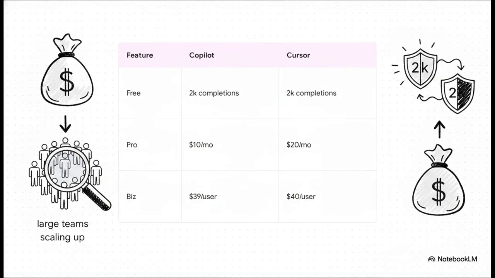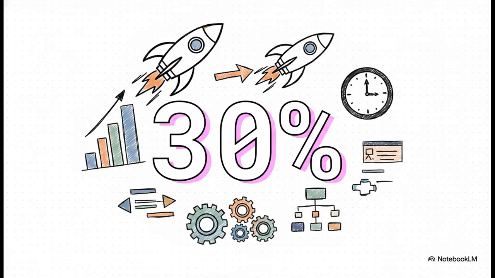GitHub Copilot is aggressively priced at just $10 a month for the Pro tier. That is exactly half the cost of Cursor's $20 a month Pro tier. So for budget-conscious developers or large teams scaling up to enterprise, Copilot's pricing structure is undeniably attractive. Both do offer a free tier with a baseline of 2,000 completions, but when you step up to paid, Copilot is significantly cheaper.